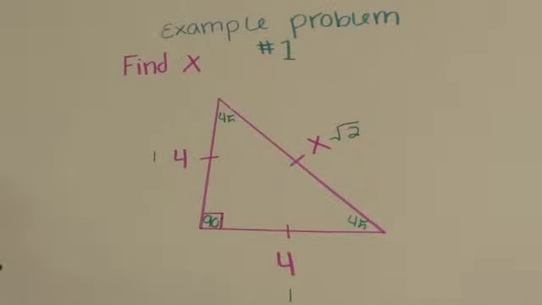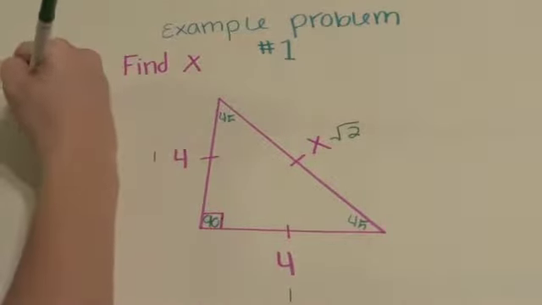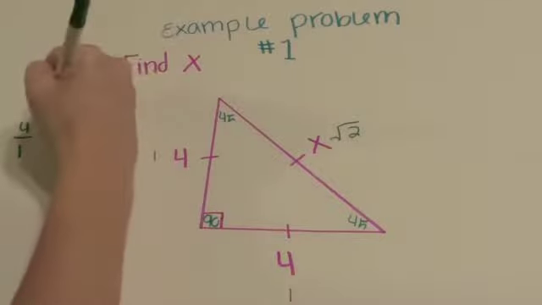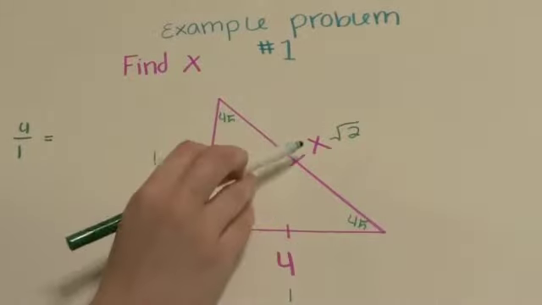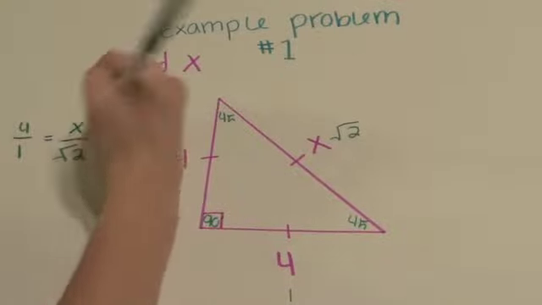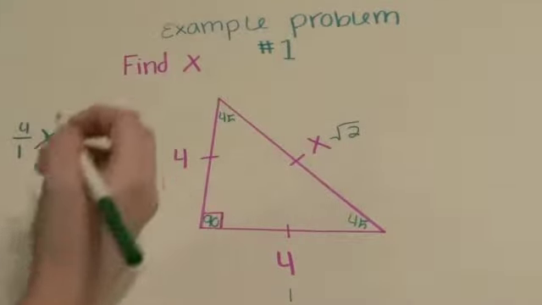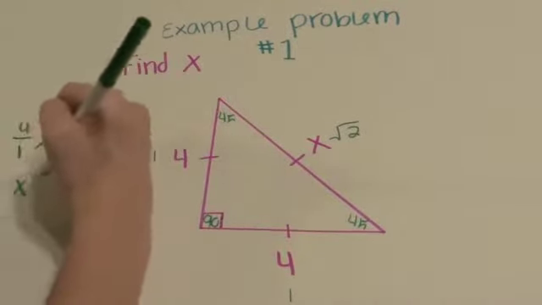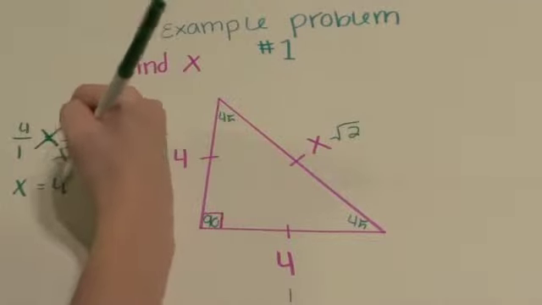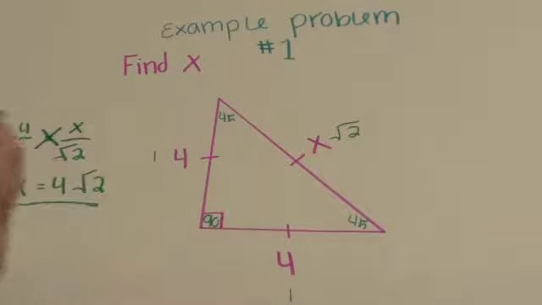For these type of problems, we are going to use a proportion, and I'm going to show you how. First, you use the 4, and as you see, it goes with 1. So, you do 4 over 1 equals 2x over the square root of 2, since they go together. And for this, you cross multiply, and that equals x equaling 4 square root of 2, and this is your number that you finish with.